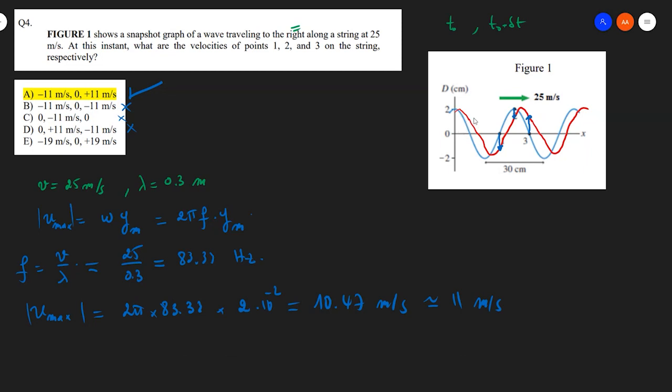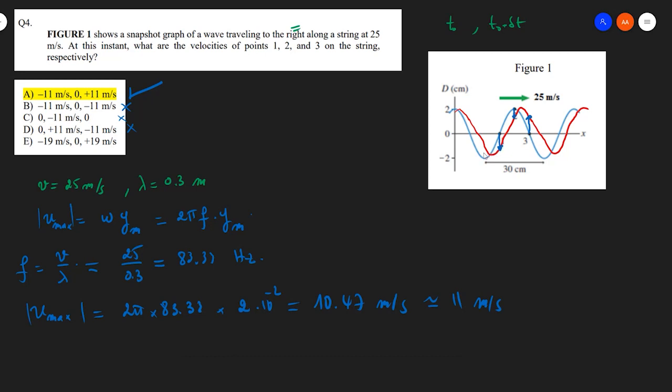So the message that I want you to keep in mind is that after a small time, the wave shifts in the direction of the velocity here. The second remark is that any point in the rope or in the medium does not propagate. It oscillates at the same place. From that, you can deduce the sign of the velocity. Is it positive or negative?